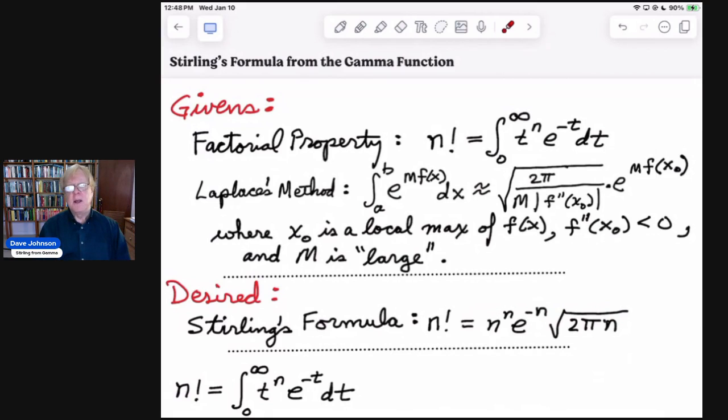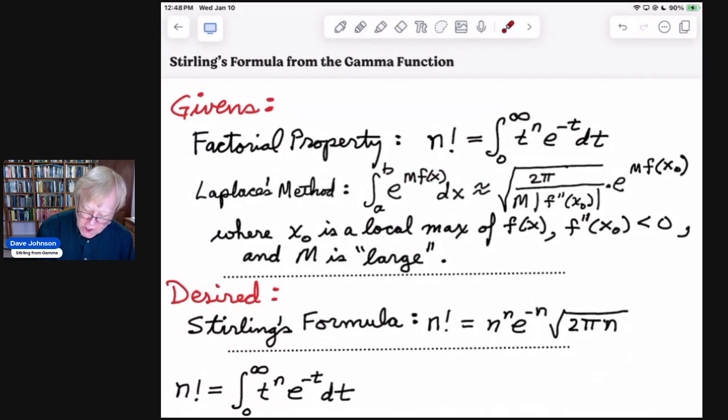Now, Laplace was a famous mathematician. He contributed a great deal to mathematics. But one of the things that he did, which doesn't get much attention, is this so-called Laplace's method. What it is really is he used it to find approximations to integrals of this form, where the integrand is e raised to something, where this m is a large number times some function f, which has some properties we'll talk about.